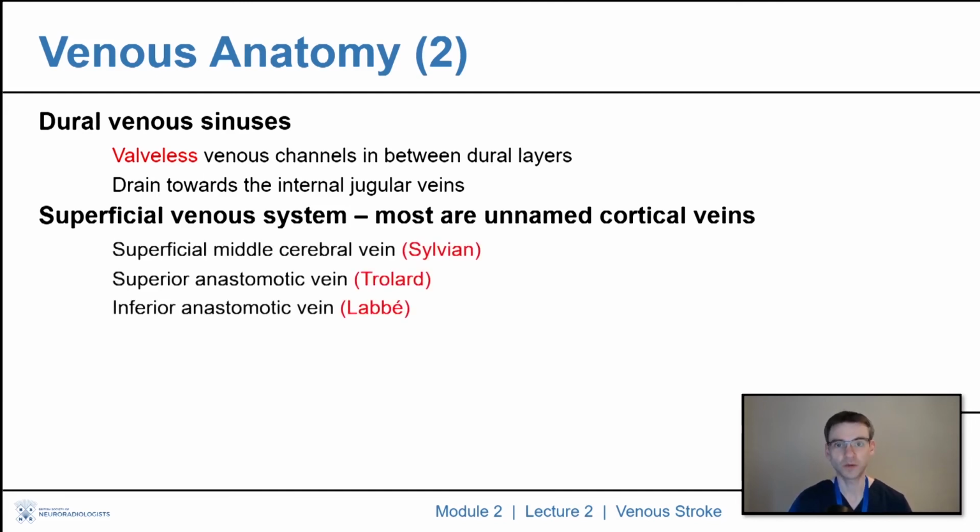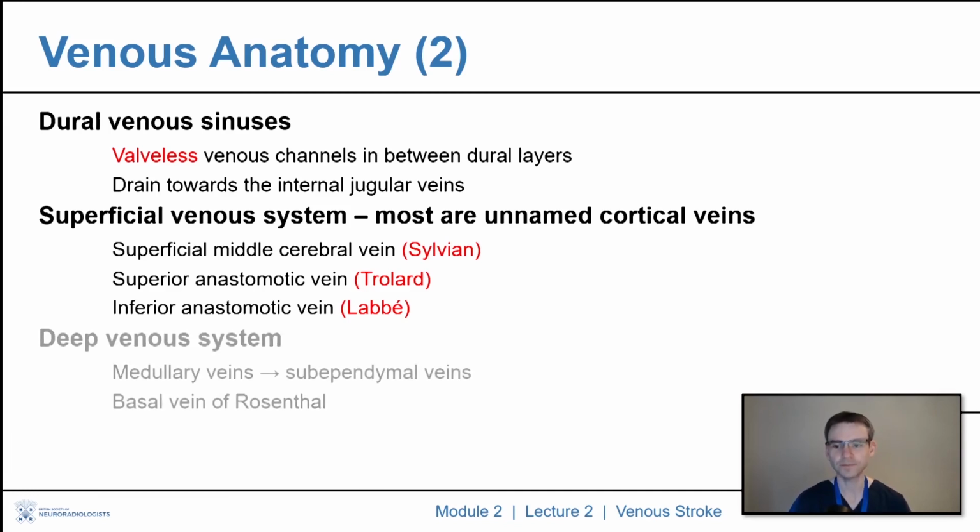So we have the superficial middle cerebral vein, the Sylvian vein. We have the superior anastomotic vein, which is Trolard. And we have the inferior anastomotic vein, which is Labbé. We're not going to go into too much detail on those today because actually the anatomy is quite variable. They may be missing on one side or the other. And the venous territories that they drain can be quite variable as well. So it can be quite difficult to interpret.